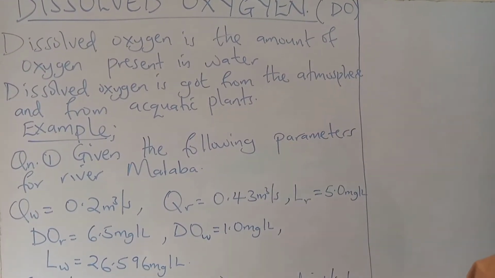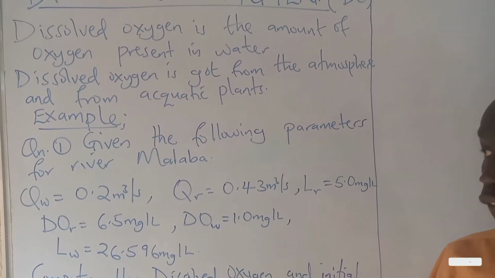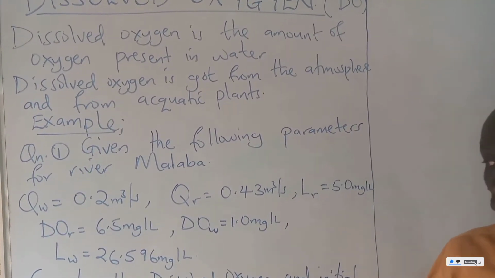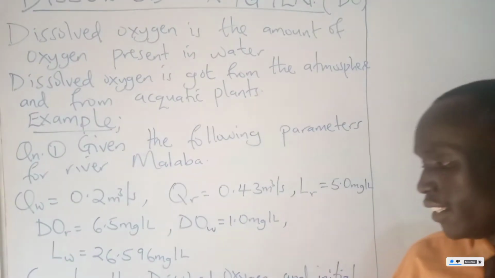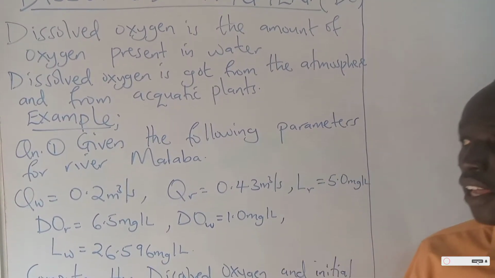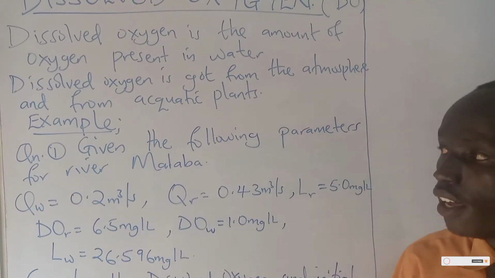So today we're going to analyze dissolved oxygen for a certain river, River Malaba. In this example, I'm going to show you how to calculate the dissolved oxygen in a river. How do you calculate the dissolved oxygen in a river? Let's find out from this example.